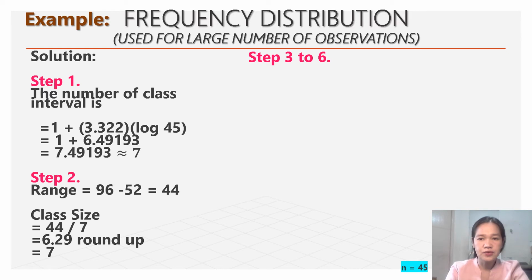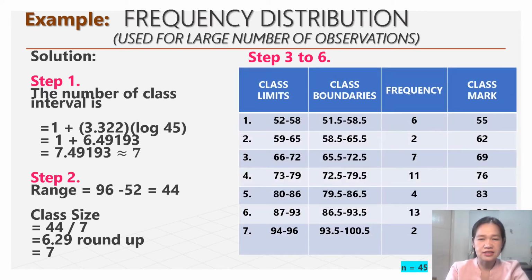So for step 3, we have to establish the class limits. Since we have the values, the lowest value is 52 and the highest value is 96, we will start with 52. In step 1, we were able to get the class interval of 7. So we'll start with the lowest value, which is 52, 53, 54, 55, 56, 57, and 58. As you can see, we ended with the number 58 because the class interval of 7 is applied.